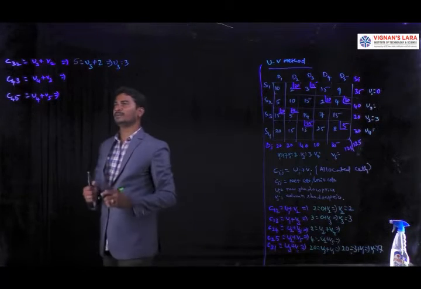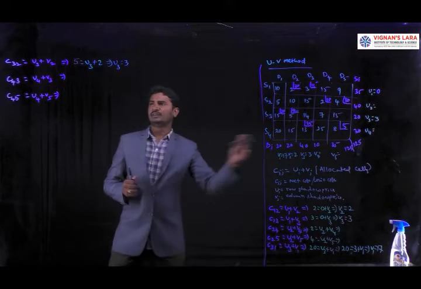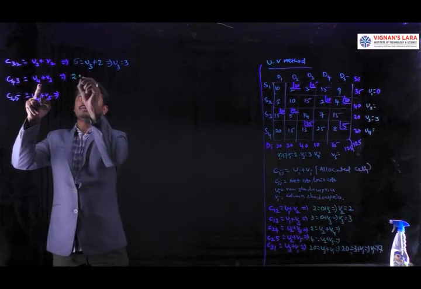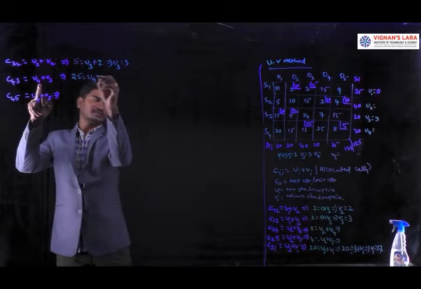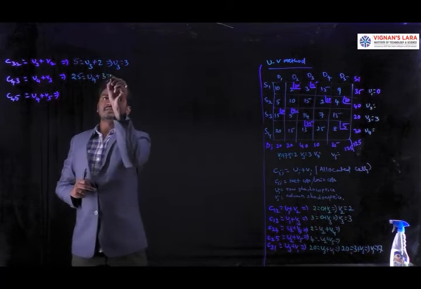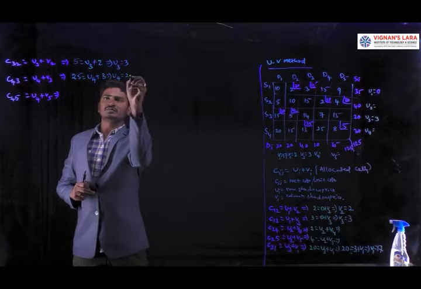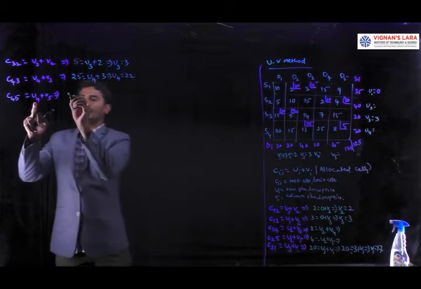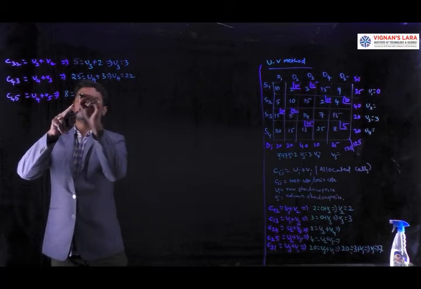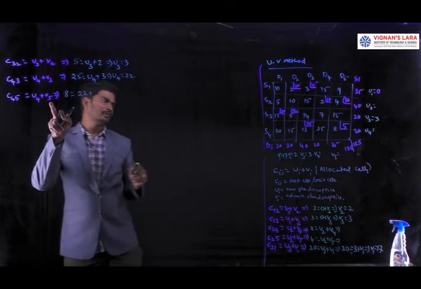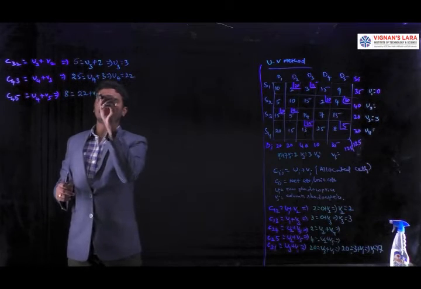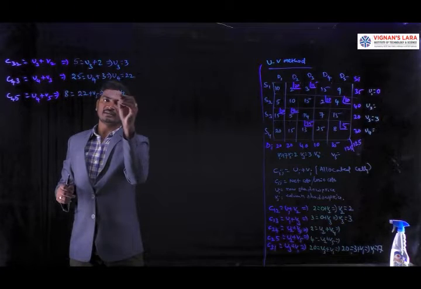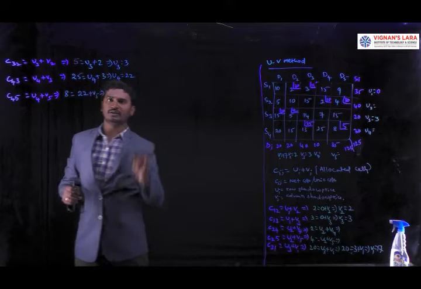So come to here. Here we know the V3 value. So for C43, we have 25 is equal to U4 plus V3. What is V3? 3. From this U4 is equal to 22. Here C45 is 8. So 8 is equal to U4, which we know is 22, plus V5. What is V5? We don't know. From this we obtain V5. V5 is equal to 8 minus 22, that is minus 14.